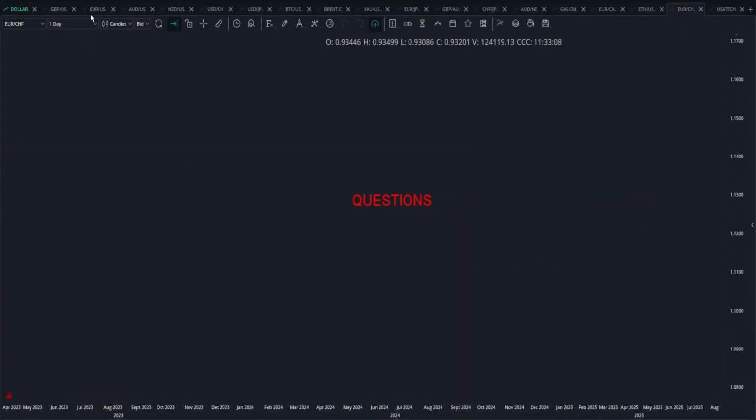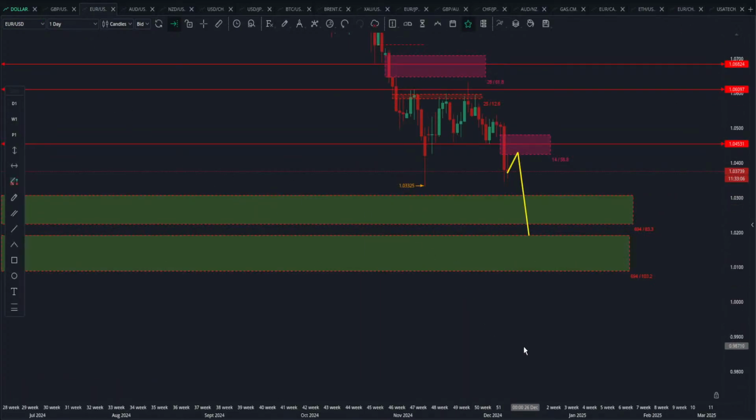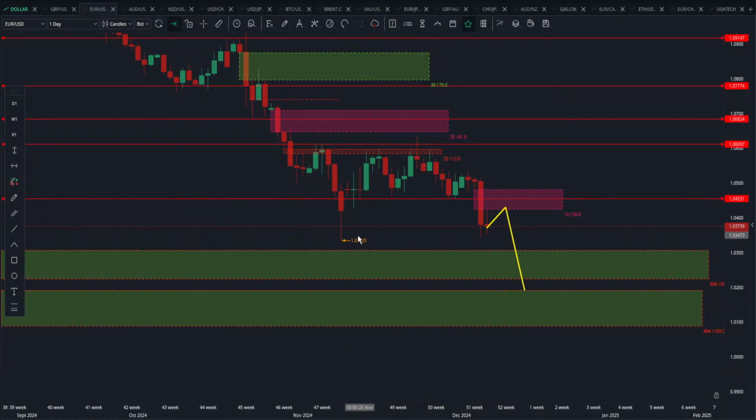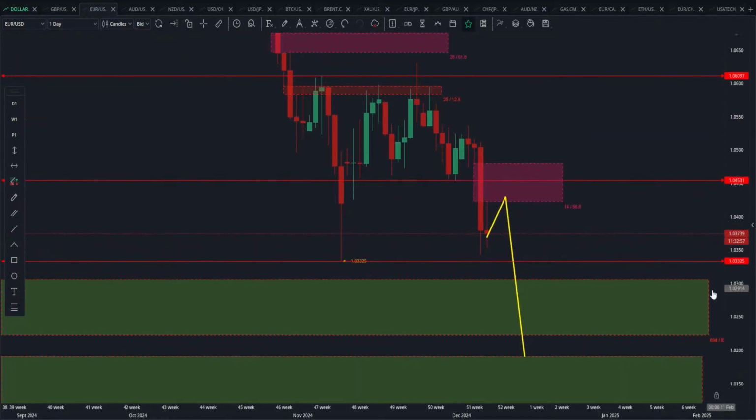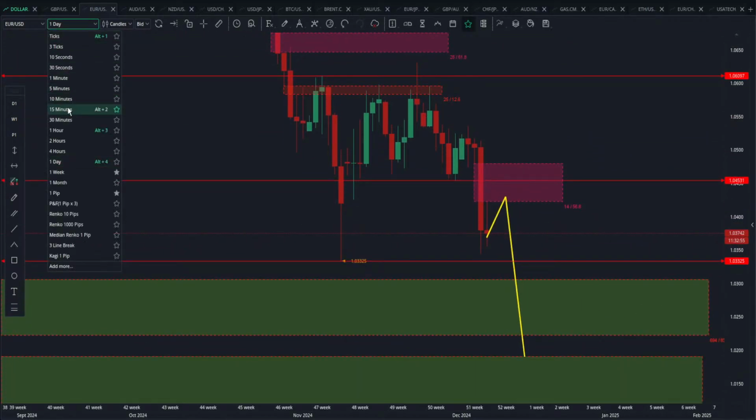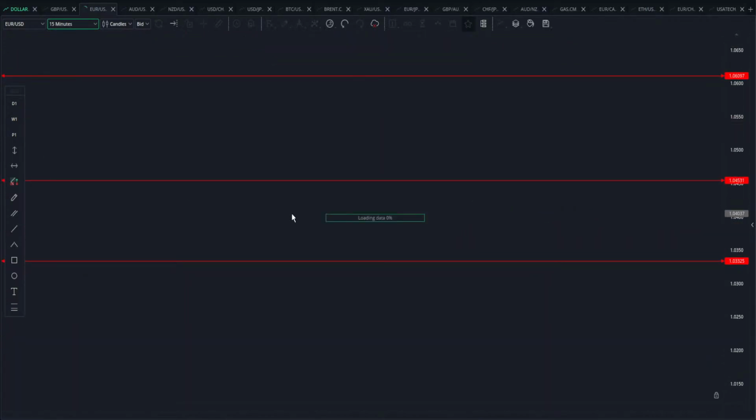That's all, guys, from my side. Somebody was saying Euro USD. Okay, so this is Euro USD. The price is already near the support area. It doesn't mean that you have to buy it. No, you don't buy it. You wait for the price. I'll show you how.